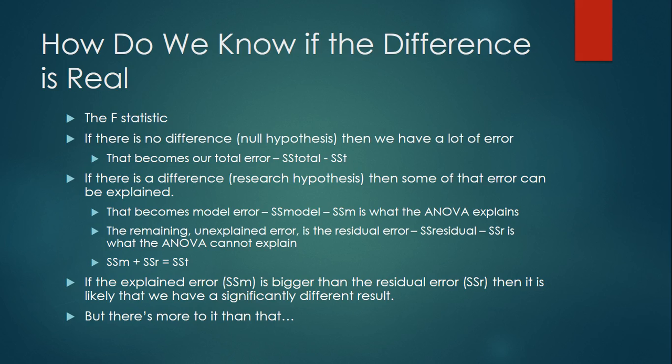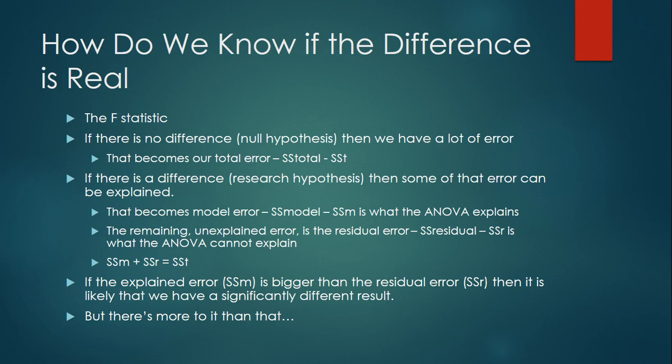If there is a difference, so let's assume we made the assumption that the group means were the same, and that's how we calculated our sum of the squares for the total error. But now we come along and we're going to say, okay, well, let's assume that the research hypothesis is true and that there is some amount of that variation that can actually be accounted for when we assume that the group means are different.